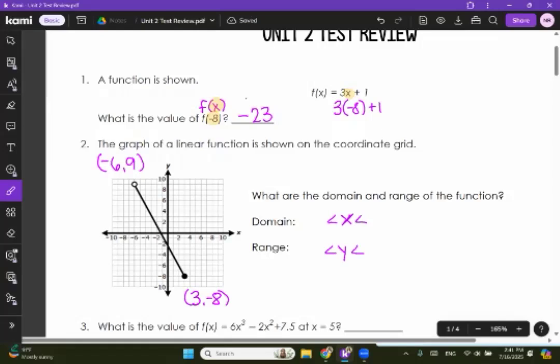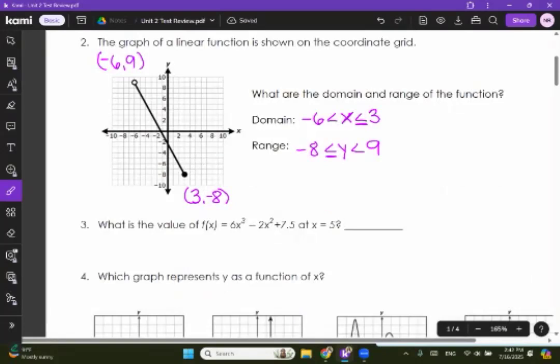All right, so what is the lowest x value? -6. -6 is at an open circle, so no need to underline it. And it goes all the way to 3. 3 is at a closed circle. Y, smallest y value is -8. That one's at a closed circle. The highest y value is 9, open circle.